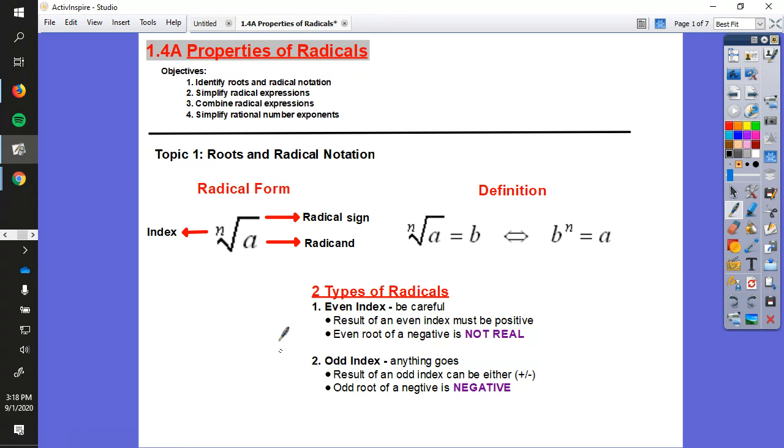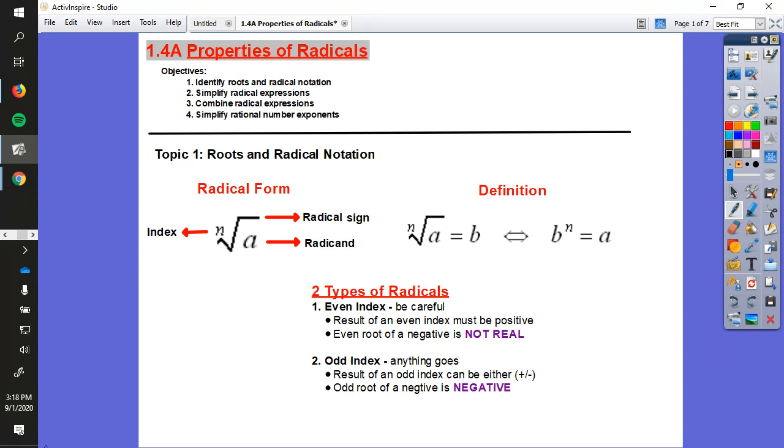So first off, a radical, you can see its form right here. What it's made up of is the inside part, A, which is the radicand. And when we convert it over, it will be the base. Think of exponents: A is going to be the base as an exponent, but it's called a radicand when it's in radical form. And we've got the radical sign. It could be a square root, but not always. It depends on what the index is.